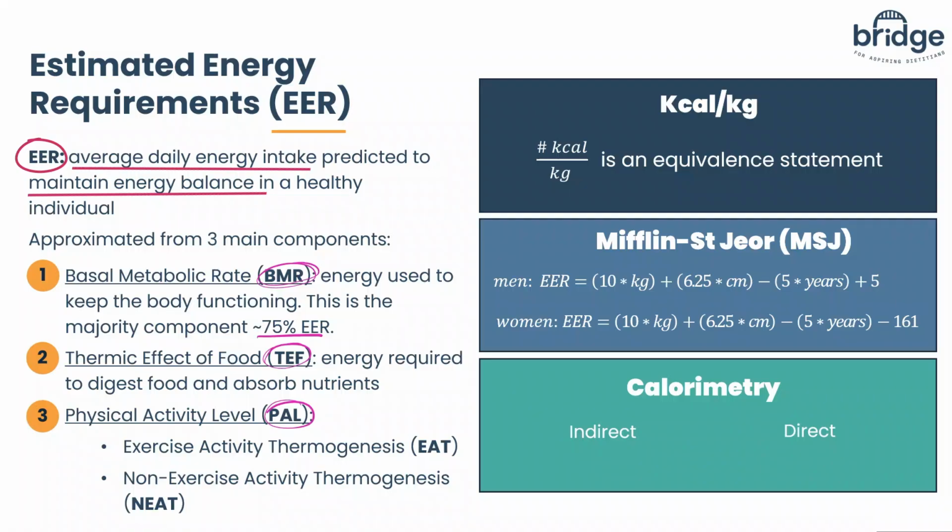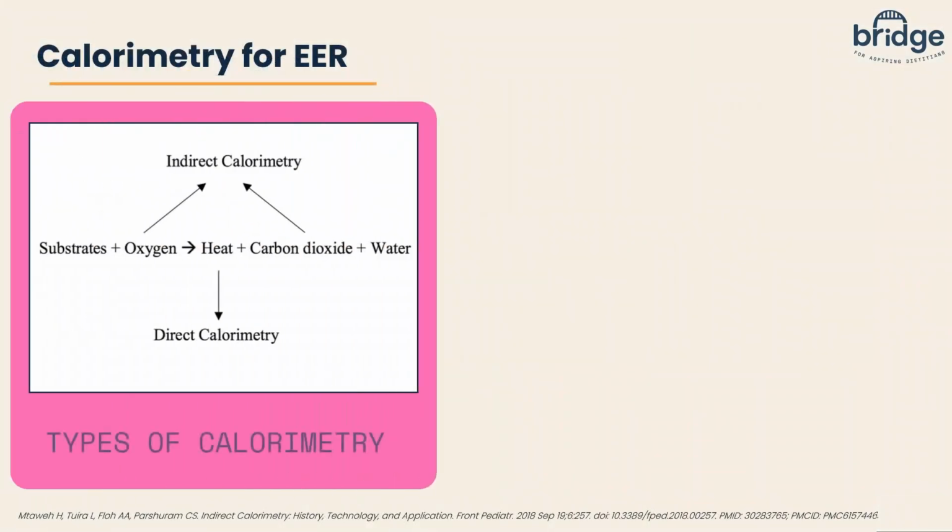And though we can measure EER, more commonly, we estimate it. The kcal per kilogram method is a quick and practical tool often used in clinical settings. It uses a range of calories per kilogram. Mifflin St. Jeor, or MSJ, on the other hand, is a formula-based method that includes height, weight, age, and sex. And it gives us a more individualized estimate. We'll also explore calorimetry, which uses actual gas exchange data to measure energy expenditure. See, calorimetry is the most precise but least accessible way to measure energy needs.